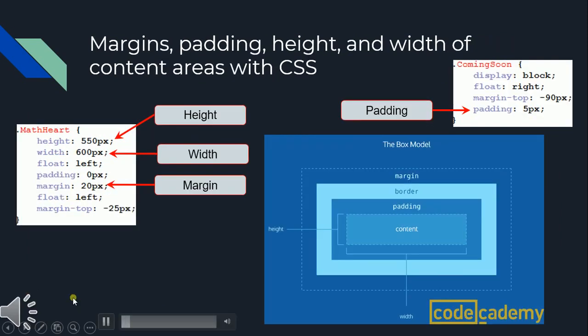Margins, padding, height, and width are all a part of the box model system shown in the blue diagram from Codecademy. Margin is the outermost gap outside the border. Padding is the gap between the border and the content area. Width and height are dimensions of the content area. I used all of these properties correctly in the CSS code.